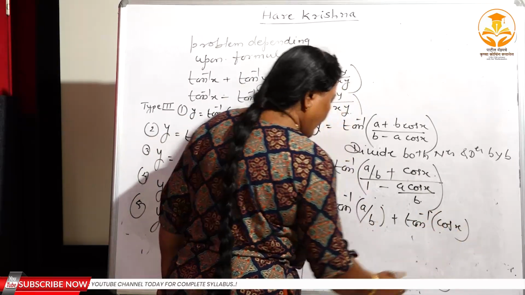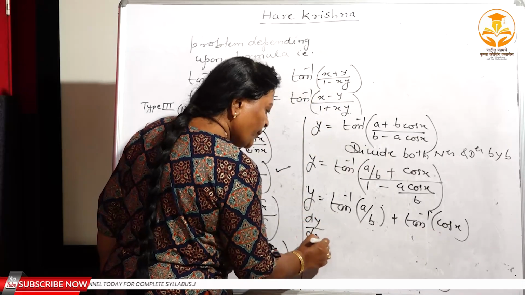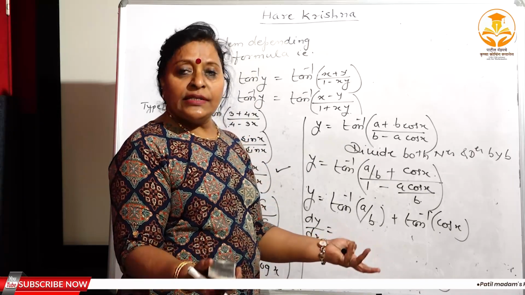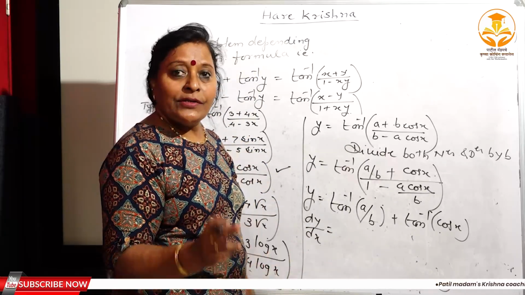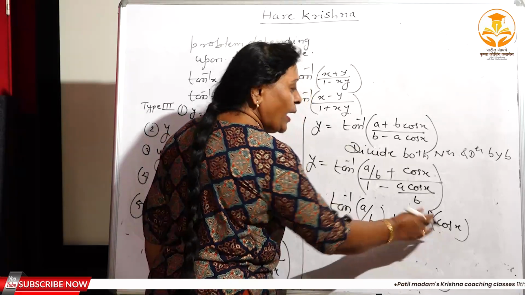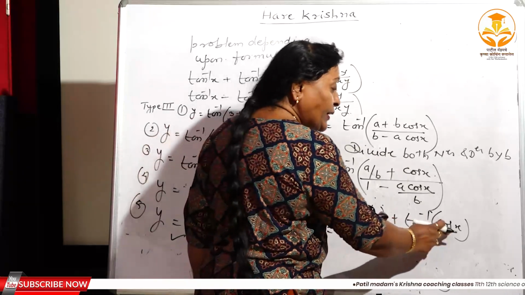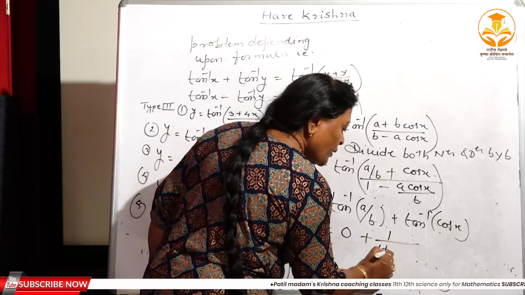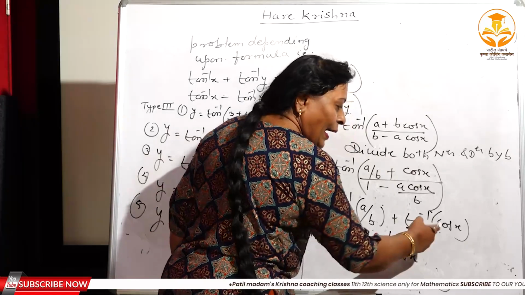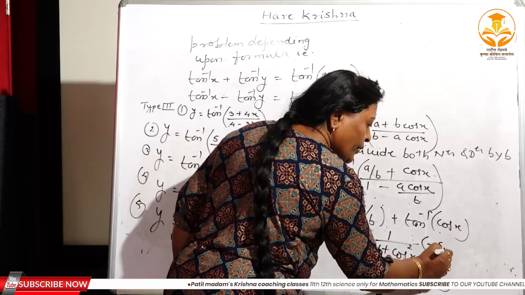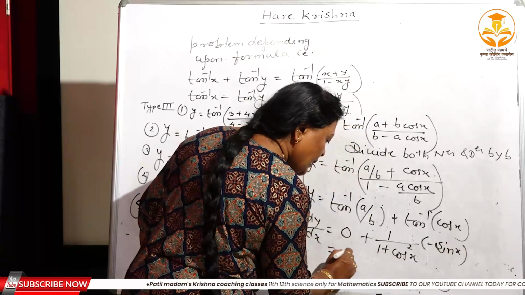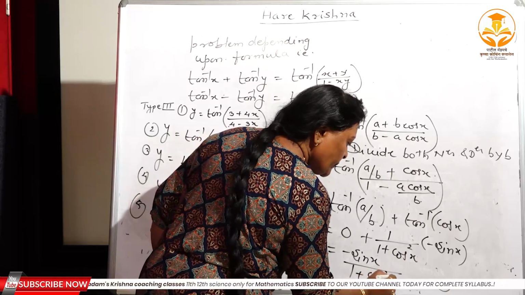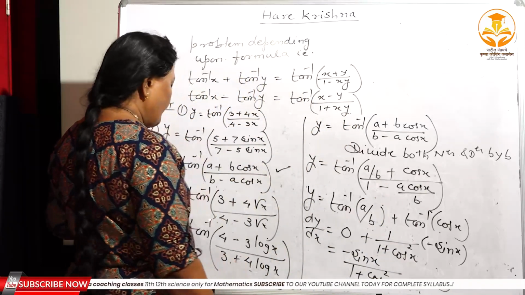Right? Again, dy by dx. Again, if you observe this, tan inverse a by b is independent of x, considered as a constant, and what is the derivative of a constant? That is 0. Again, apply the chain rule. What is the derivative of tan inverse u? 1 upon 1 plus u square, means 1 upon 1 plus cos square x. Right? And d dx of cos x, that is nothing but minus sin x. Therefore, your result is minus sin x divided by 1 plus cos square x. This is about the third one, isn't it?